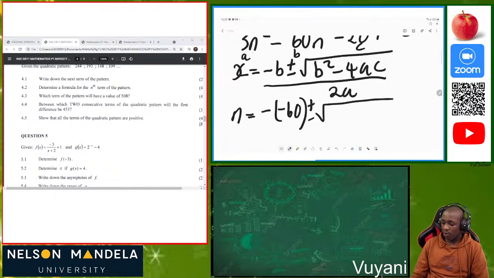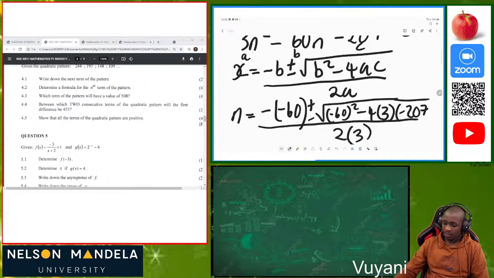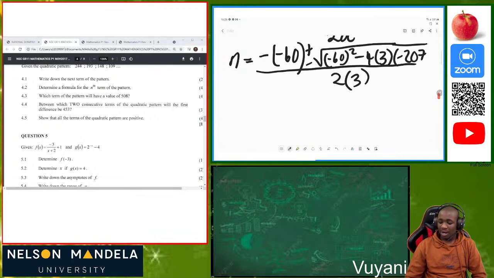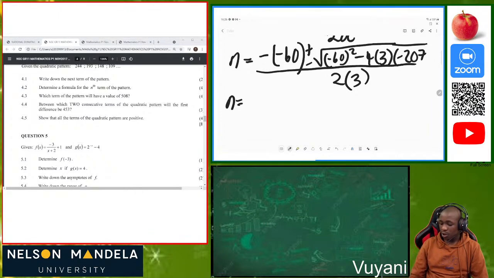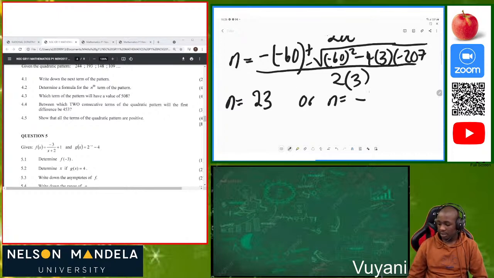Plus or minus square root of negative 60, all squared, minus 4. What is our a? Our a is 3. Our c is negative 207, all divided by 2a, and our a is 3. Using your calculator, you're going to get two values. And when I'm using my calculator, I got n is equal to 23, or n is equal to negative 3.